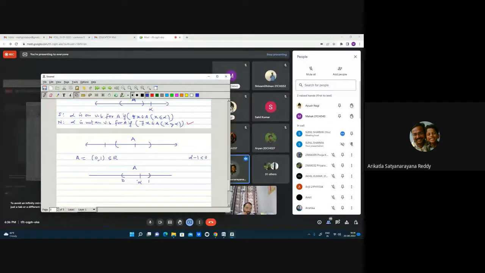Can it be an upper bound for A? No one raised hand, right? That means it is not an upper bound. So how to prove it is not an upper bound? You took alpha between 0 and 1, and you are claiming alpha is not an upper bound.